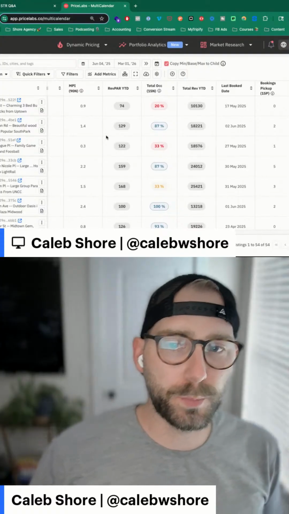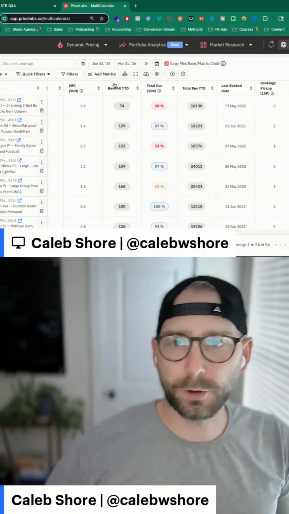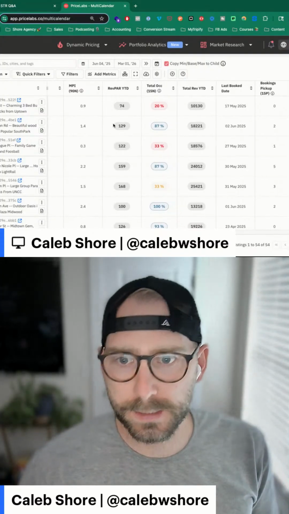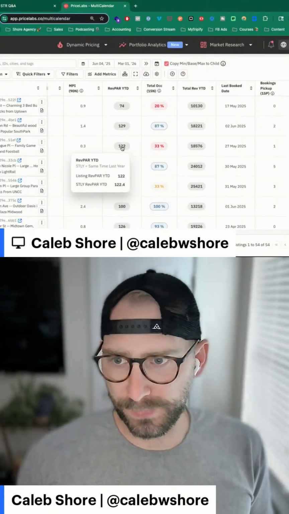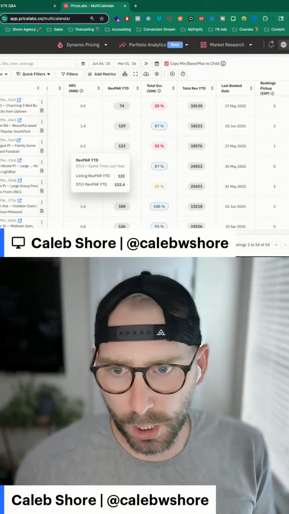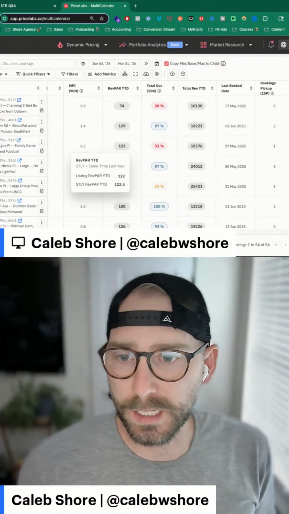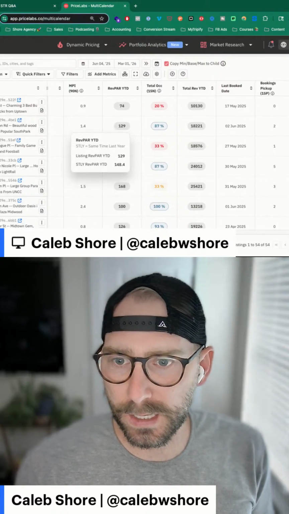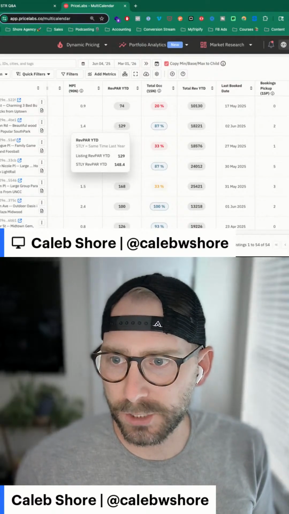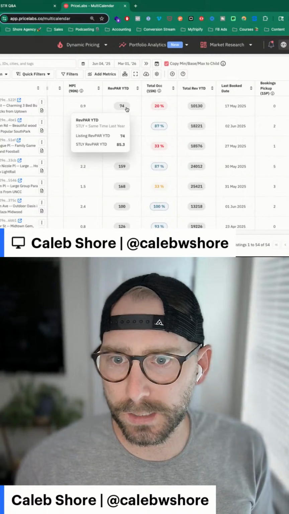RevPAR, revenue per available rental, I guess. This is year to date. For example, this property, we're right in line with what we did last year. This one, compared to the same time last year, is struggling a little bit. Let's see about that one.